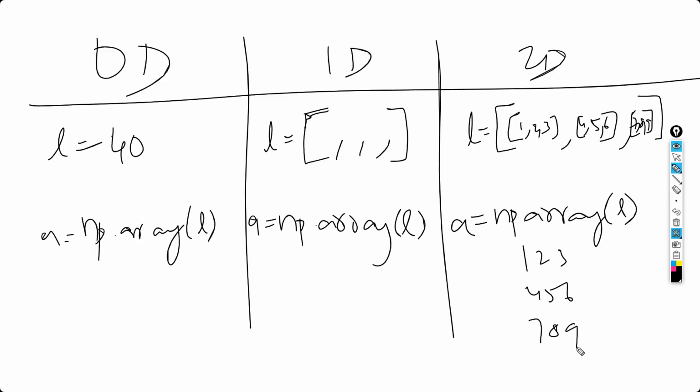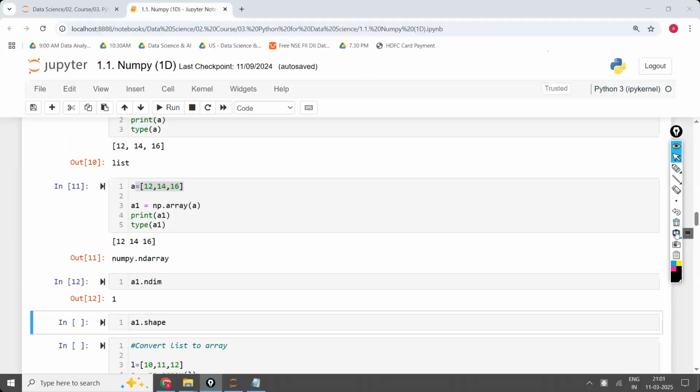Sir, if I have L equal to 1, 2, 3, when you print the array, what is the output you are going to get, miss? 1, 2, 3. What is the dimension, miss? 1D. Okay, let me show you this clearly.